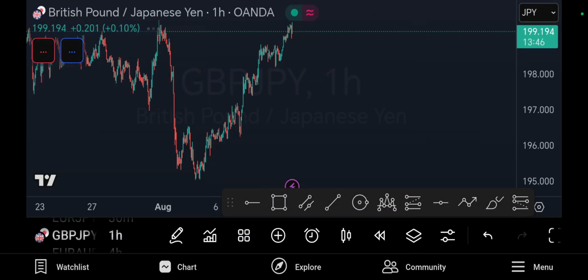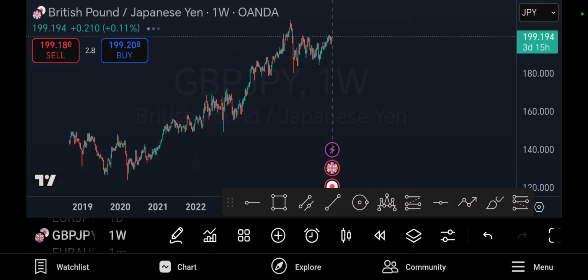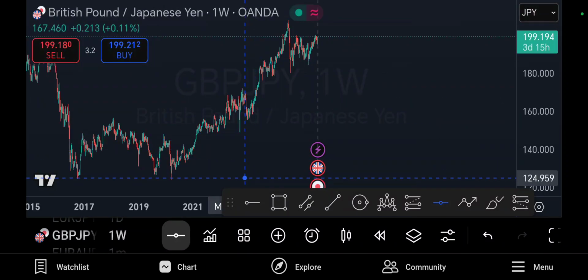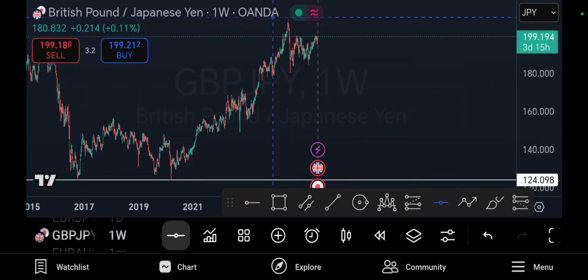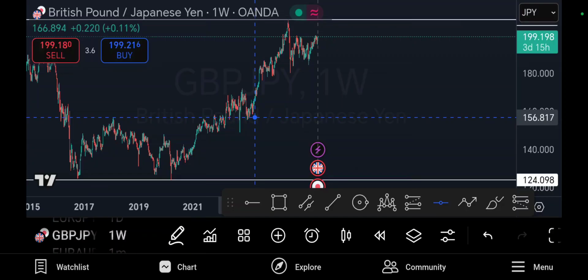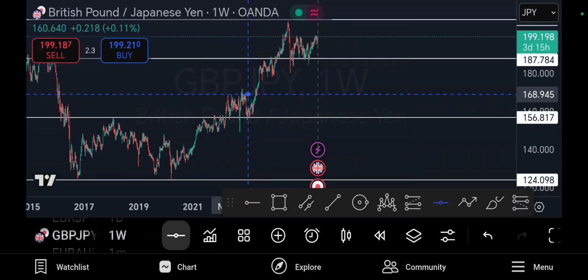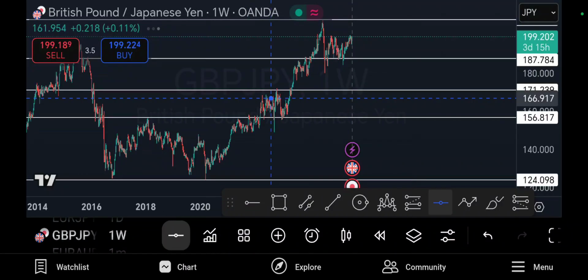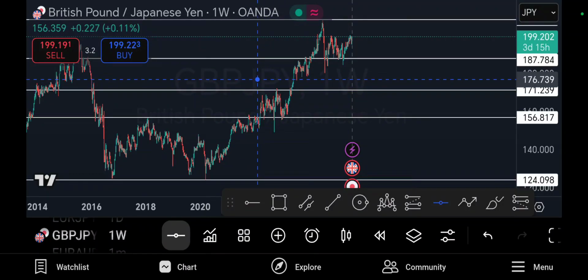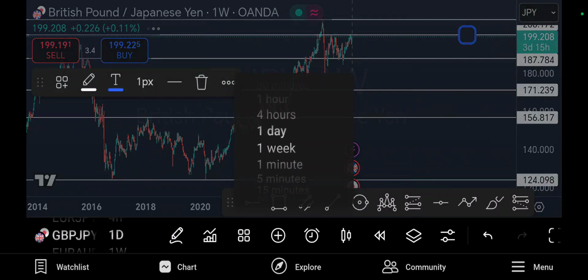Moving right along, GBP JPY, go to the highest time frame, our weekly. As we can see, we have this level there, we have this level here. Cool. Moving right along, we have this there, we have this there, we have this here, we have this here. Cool. Going to the daily GBP JPY.